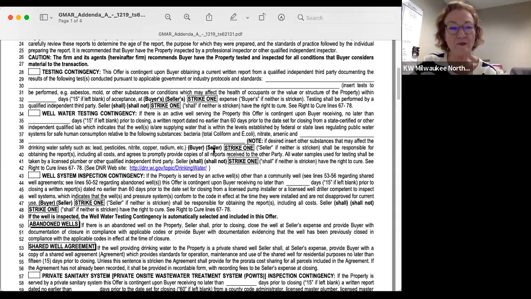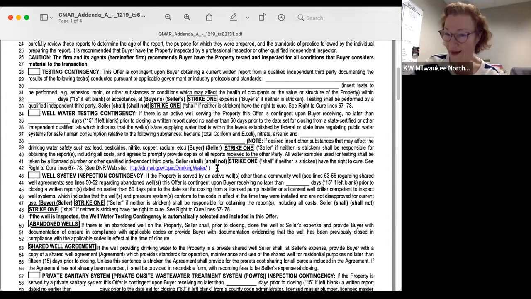Now, who is going to be responsible for obtaining these reports? The buyer usually gives that to the seller, including all costs, and agrees to promptly provide copies of those reports to the other party. All water samples, now this is critical, all water samples used for testing shall be taken by a licensed plumber or other qualified independent third parties. Back in the day, we agents used to have our little vial and go take our own samples. They don't want that anymore. You have to have a plumber do the samples.